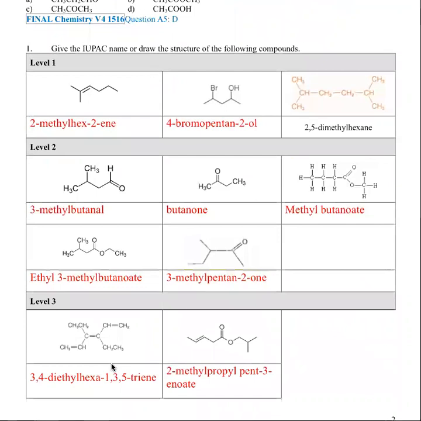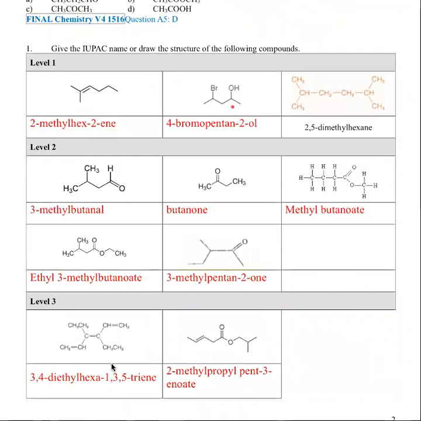So the first one, not a big problem. Just remember we need to give the lowest number for the functional group. So it's 1, 2, 3, 4, 5, 6. And we name it with the lowest number, so it should be hex-2-ene. And also we have a methyl group attached to it, so it's 2-methylhex-2-ene.